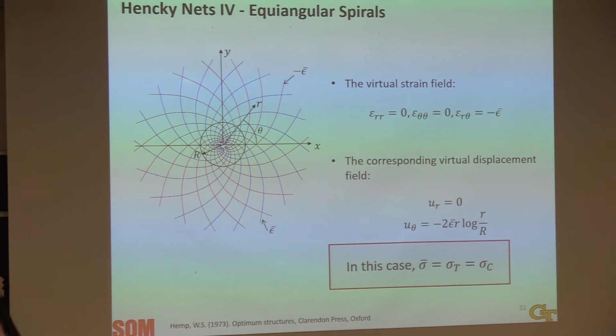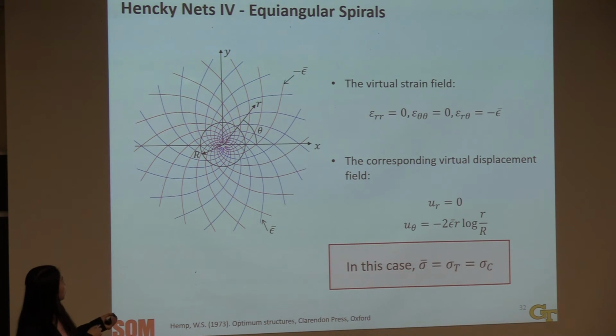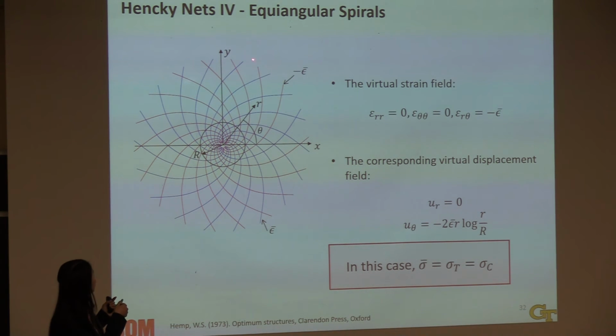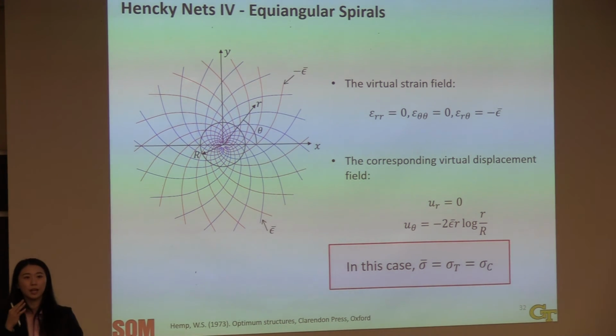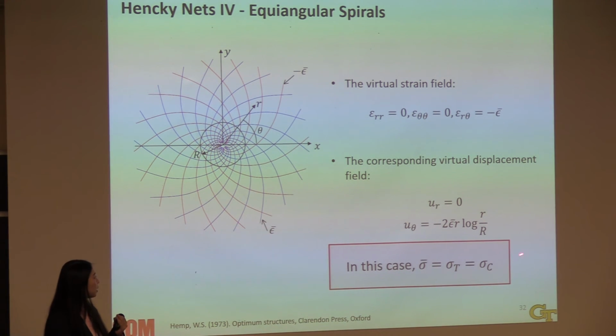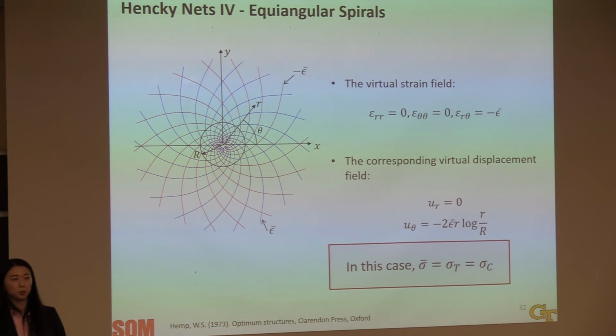And another type of Hencky net is the equiangular spirals. So what it means is that the set of spirals in one direction indicates the principal strain in tension, and the other direction of the spirals indicates the principal strain in compression. And the assumption here is that the tension limit has to be equal to the compression limit for this spiral.